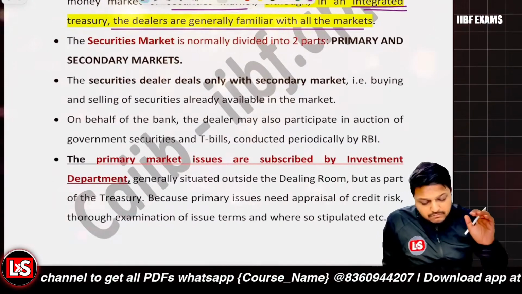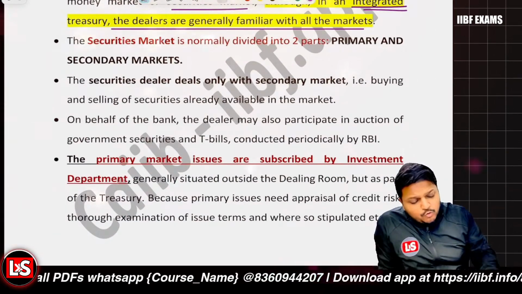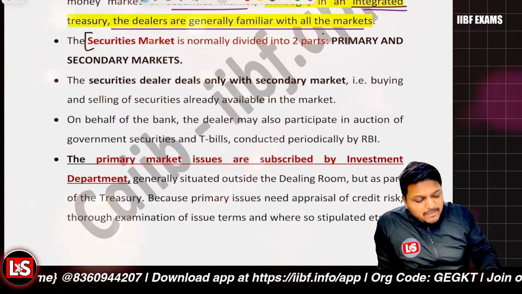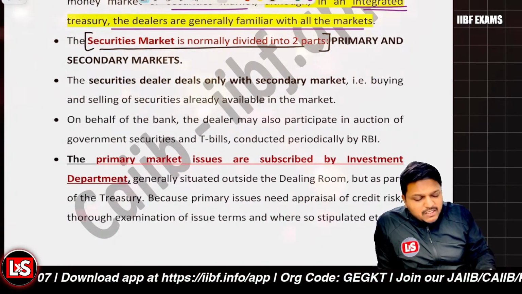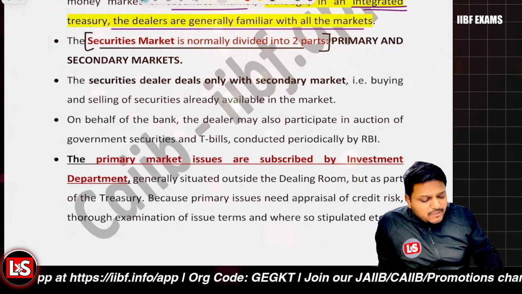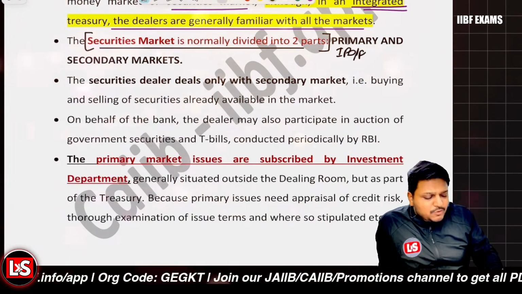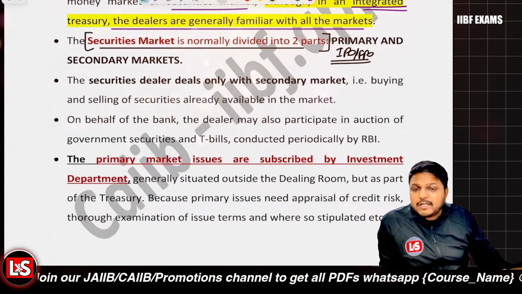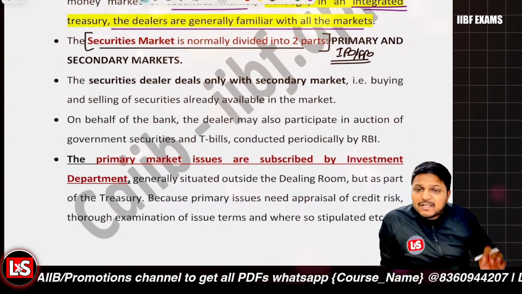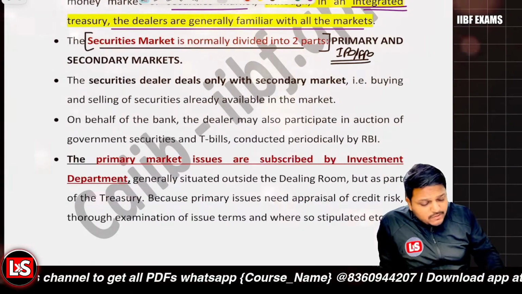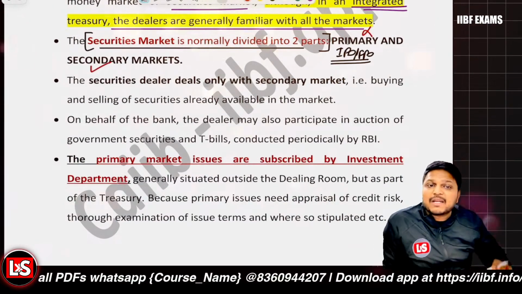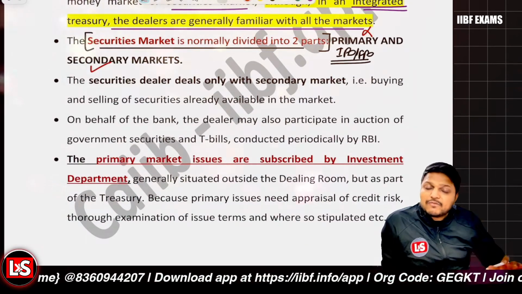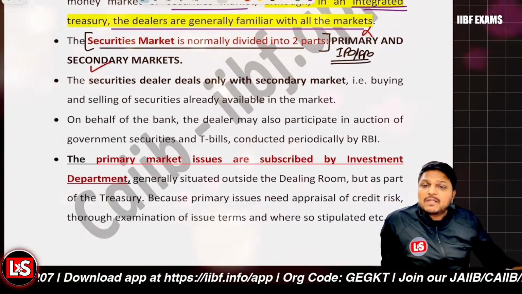And further, the securities market is normally divided into two parts. When we're talking about the securities market, where equity or shares are being sold or purchased, it's divided into two parts. One is the primary market, where we deal with the IPOs or FPOs, right? And the other is the secondary market. And the securities dealer is going to mainly deal with what? They are not going to deal with the primary market. They deal with the secondary market only, because it's about buying and selling the securities which are already available in the market.